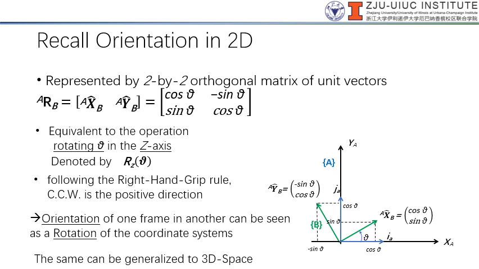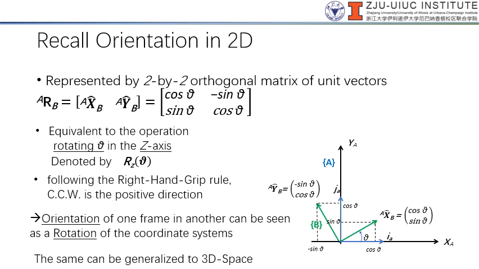Okay, so orientation in 2D is very much the same, or in fact mathematically equivalent, to a rotation operation. Imagine what we have seen earlier on with orientation in 2D. It is the same as us rotating this frame A about the z-axis by theta degrees, by an angle of theta.